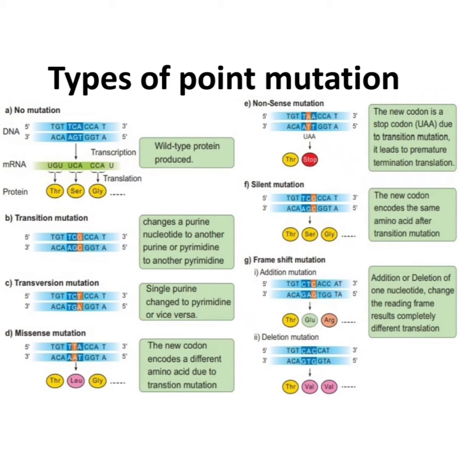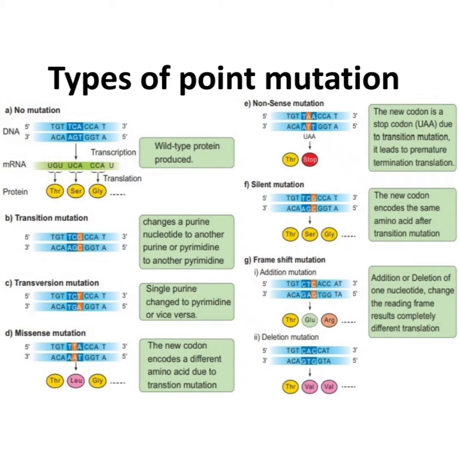In a transversion mutation, a single purine is changed to a pyrimidine, or a pyrimidine is changed into a purine. In a missense mutation, the new codon codes for a different amino acid due to a transition mutation. In a nonsense mutation, the new codon is a stop codon, UAA, due to a transition mutation. It leads to premature termination of translation.